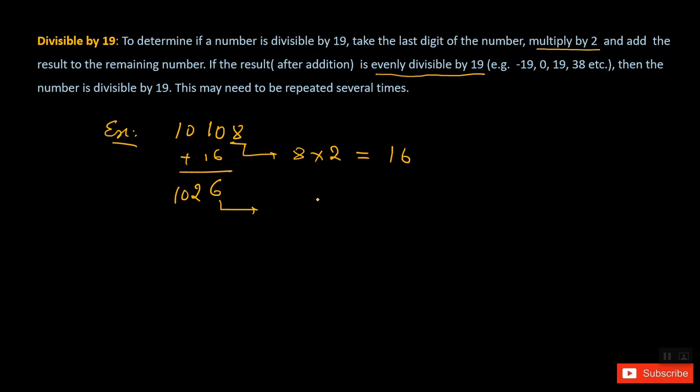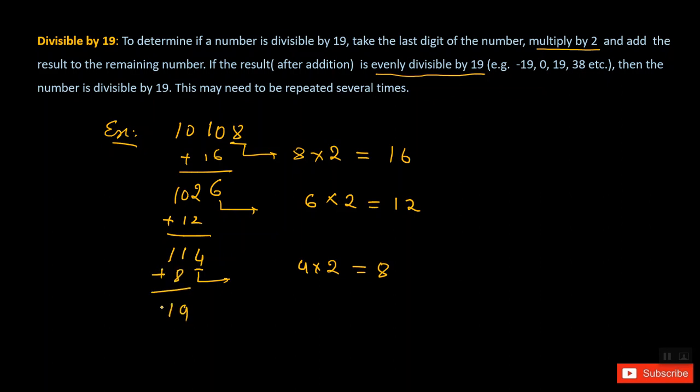Take the last digit, that is 6, times 2, you'll get 12. Add this 12 to the remaining number. 2 plus 2 is 4, 0 plus 1 is 1, and that is 144. Still we don't know whether 144 is a multiple of 19 or not. Repeat the step. Take the last digit, 4 times 2 is 8. Add that 8 to the remaining, 11 plus 8, that gives you 19, isn't it?